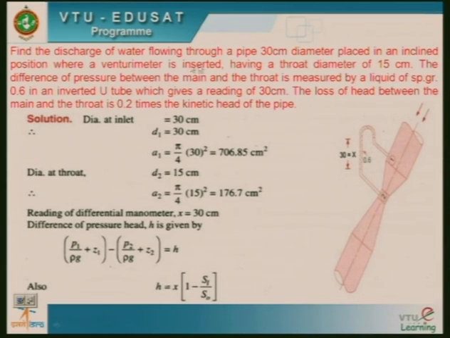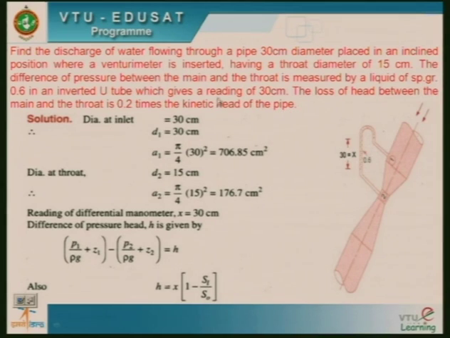Find the discharge of water flowing through a pipe of 30 centimeter diameter placed in an inclined position, where a Venturi meter is inserted, having a throat diameter of 15 centimeter. The difference in pressure between the main and the throat is measured by a liquid of specific gravity 0.6 in an inverted U tube, which gives a reading of 30 centimeter. The loss of head between the main and the throat is 0.2 times the kinetic head of the pipe.